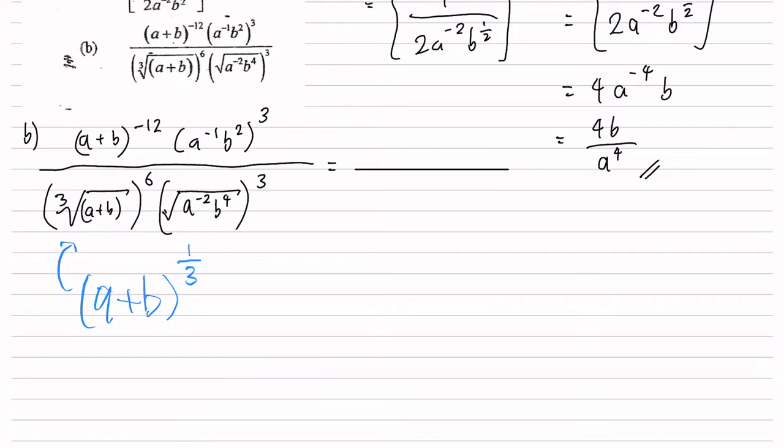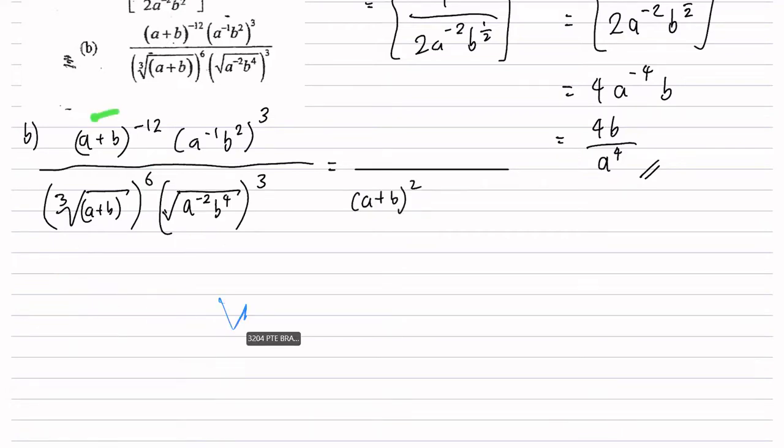Yes, correct. Let's go even faster. Power 6, and then you got power 1/3. What happens? 2 power 2. So it's just (a plus b) power 2. Very good.